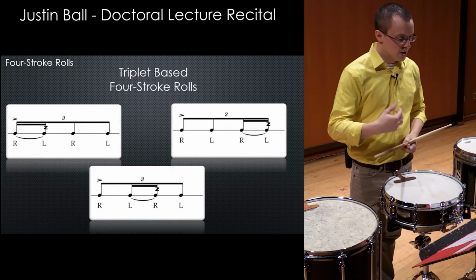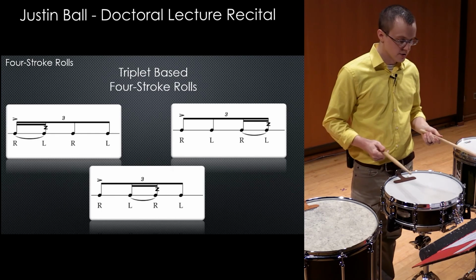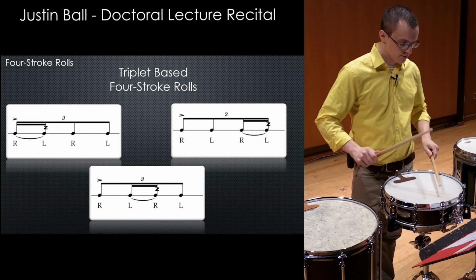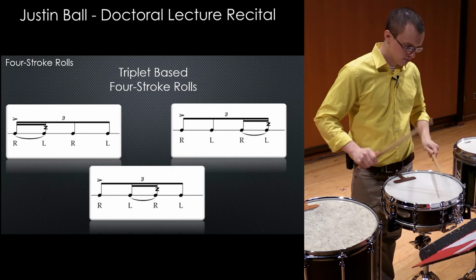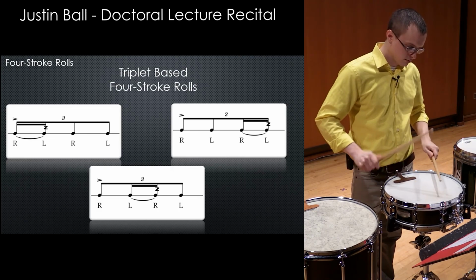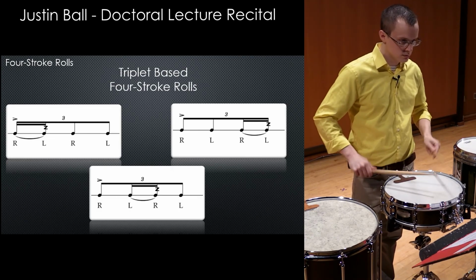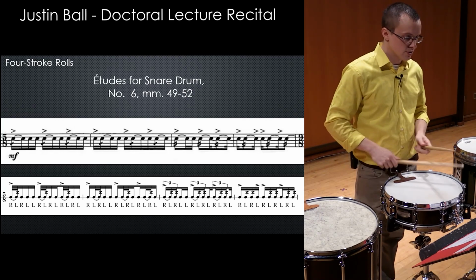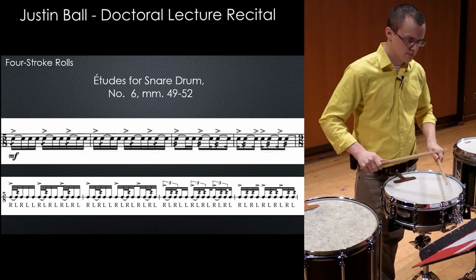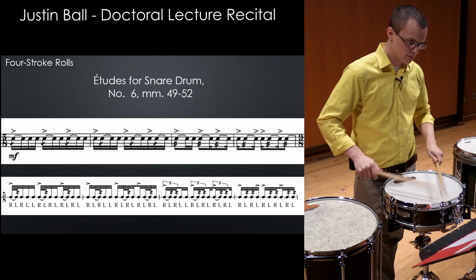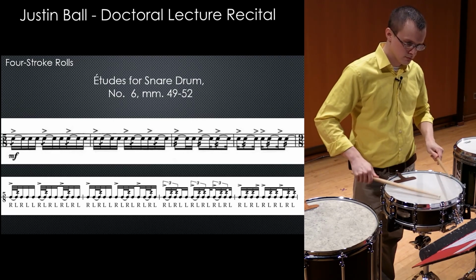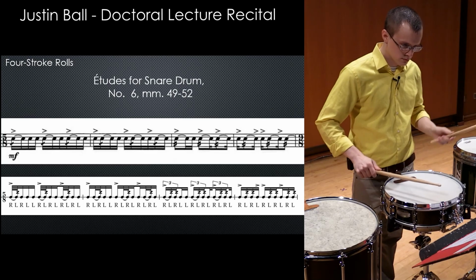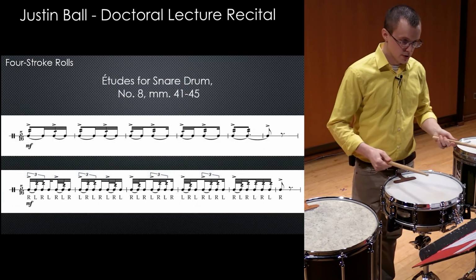Four-stroke rolls can also be applied in triplet form, with the accent on any one of the 3 partials. A great example of this is Etudes for snare drum, number 6. Another is number 8.